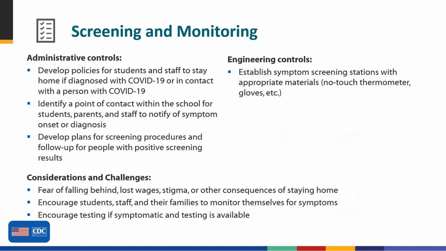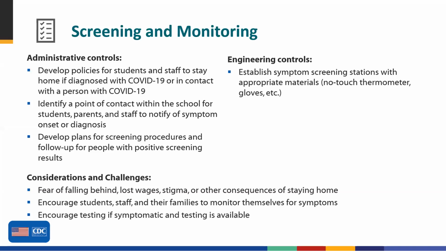Screening and monitoring. Administrative controls include developing policies for students and staff to stay home if they have symptoms indicative of COVID, or if they have had close contact with someone with COVID. The school should identify a point of contact for students, parents, and staff to notify if they have symptoms or a positive diagnosis. The school should also develop plans for screening procedures for students and staff and what to do to follow up with people with positive screening results. Engineering controls can include setting up screening stations, ideally with no-touch thermometers. Again, although this is not recommended by the CDC for schools in the US, it may be more relevant in areas where there is limited testing capacity.